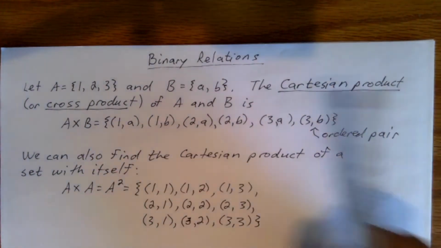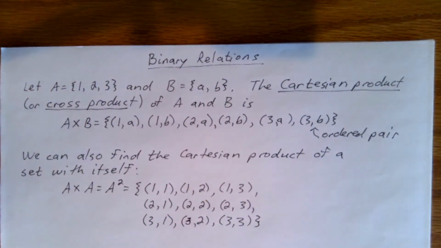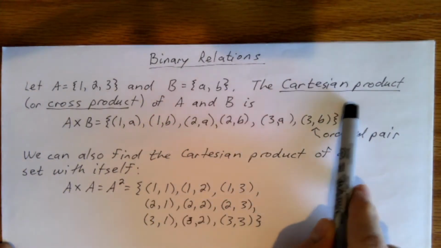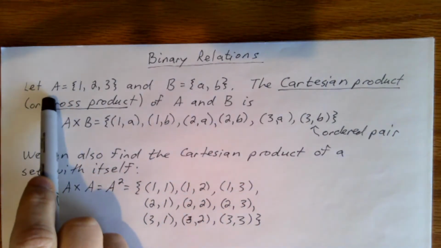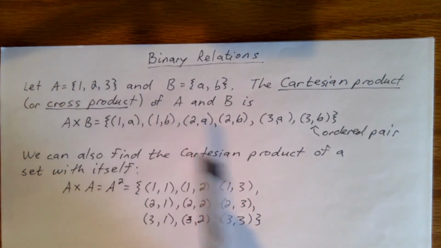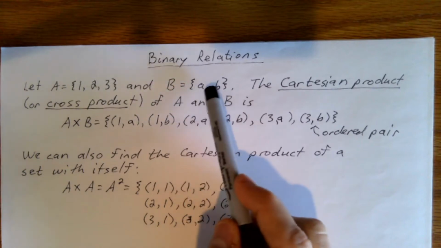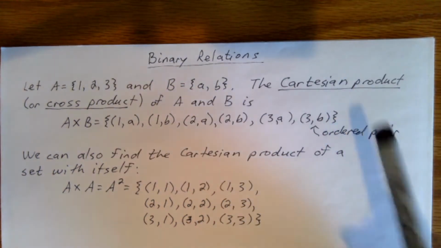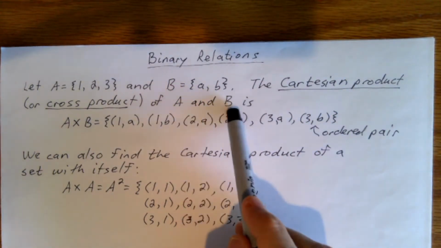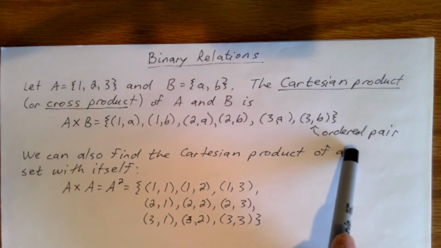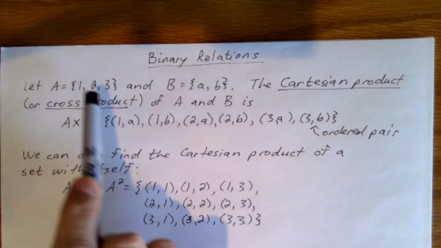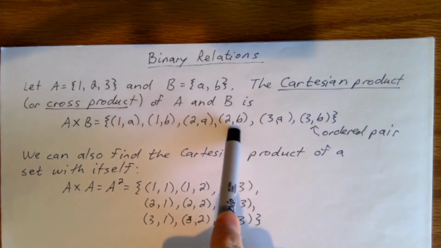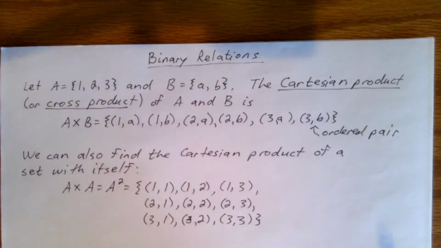This video is going to discuss binary relations. But first, let's remind ourselves about what the Cartesian product or cross product of two sets are. So let's say we have set A, which consists of elements 1, 2, and 3, and set B, which consists of elements a and b. Then the Cartesian product of A and B is the ordered pairs (1,a), (1,b), (2,a), (2,b), (3,a), and (3,b).